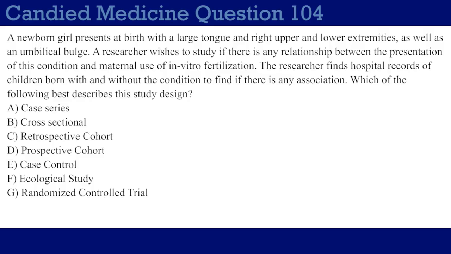Choice A, case series. Choice B, cross-sectional. Choice C, retrospective cohort. Choice D, prospective cohort. Choice E, case control. Choice F, ecological study. Or choice G, randomized controlled trial. I'll wait 5 seconds and answer the question.